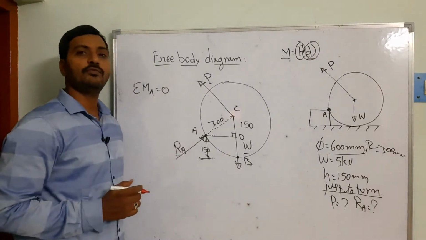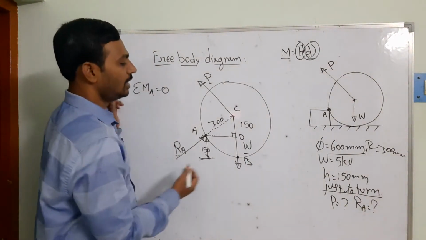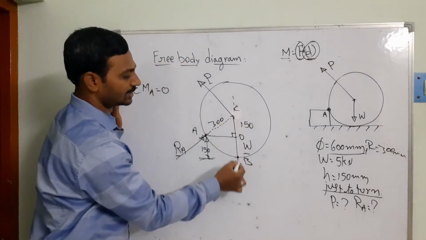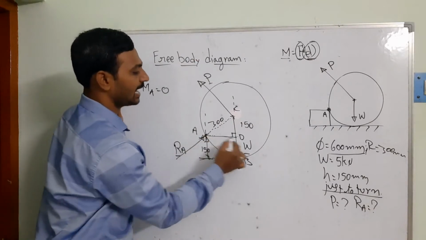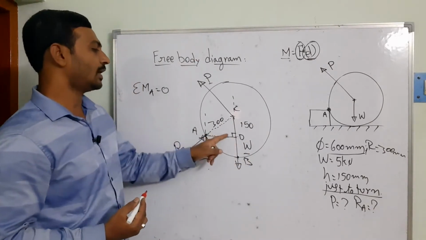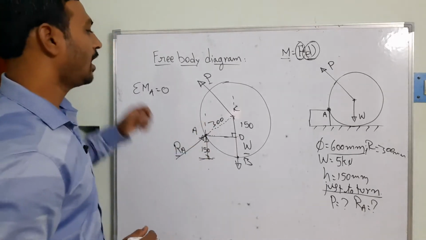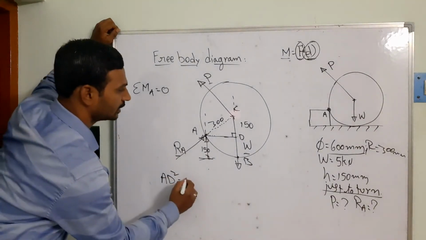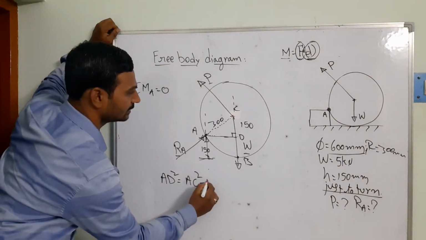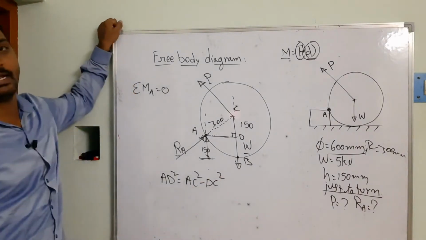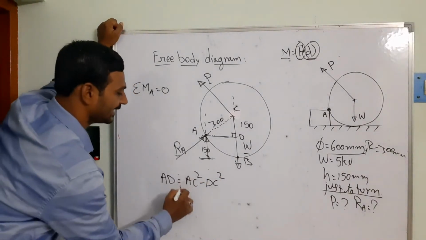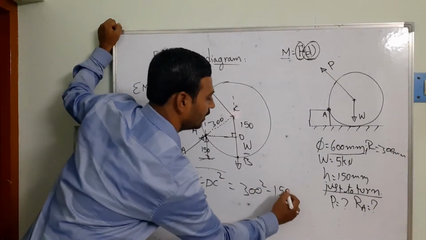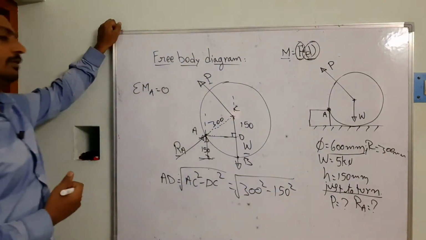So now we need to find out the inclination part. What is the AD distance? We need to find the perpendicular distance. This is going to be your line of action and this is your point of observation, and I want this distance. By seeing this, it is reflecting the Pythagoras theorem. So AD square is equal to AC square minus DC square. Taking the square to this side, it becomes the square root. So that is equal to the square root of 300 square minus 150 square.